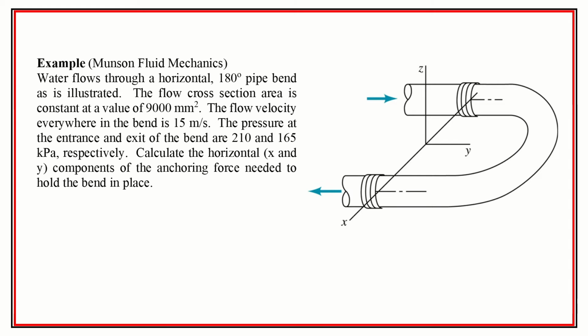It's going to be 165 kilopascals at the outlet, right? So there's a pressure drop that goes across here, which happens in pipes. There's some viscous losses, is what we know. Calculate the horizontal X and Y components of the anchoring force needed to hold the bend in place. And they made the vertical axis Z, right? So we're going to look at it in the XY plane.